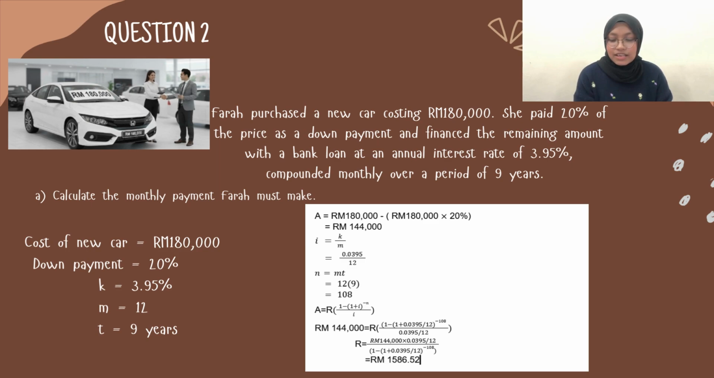For question A, calculate the monthly payment Farah must make. Monthly payment refers to R. So we have to use the formula A equals R bracket 1 minus bracket 1 plus I end of bracket, the power of negative n over I, end of bracket. First of all, we have to find A. A equals 180,000 times 20%, and we get the answer of 144,000.